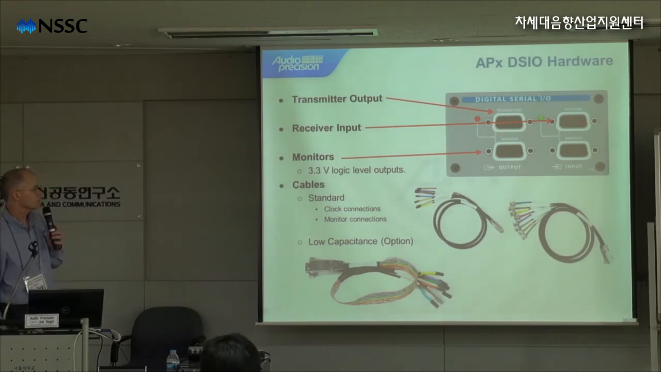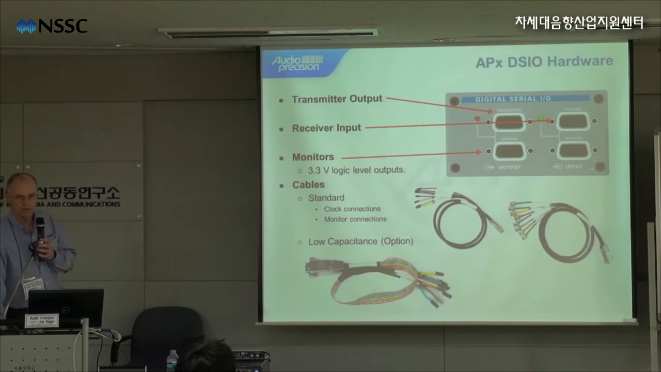This is what the module looks like on the front panel. It uses these 15-pin connectors that I talked about this morning. We have the transmitter output and the receiver input, and like all of the inputs and outputs on APX, except for the 515, there's a little red LED for the output side and a green LED for the input side that shows when the interface is active. We also have a monitor output and a monitor input, and these use 3.3 volt logic levels.